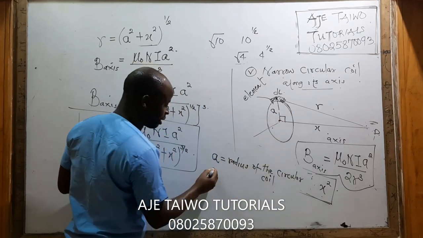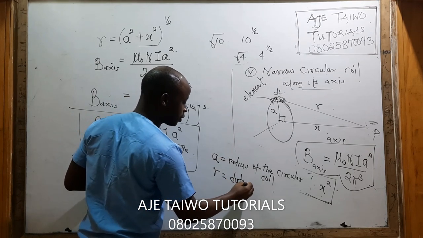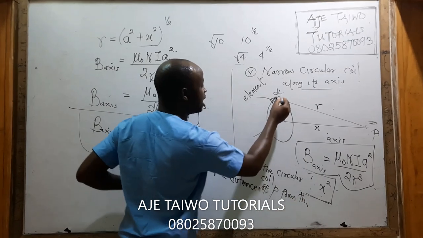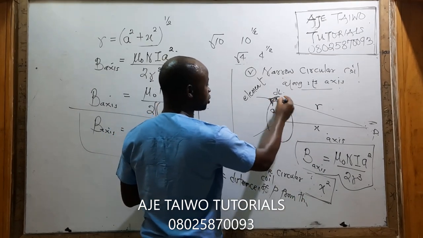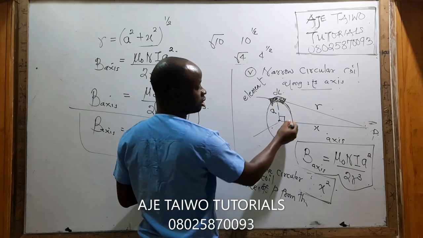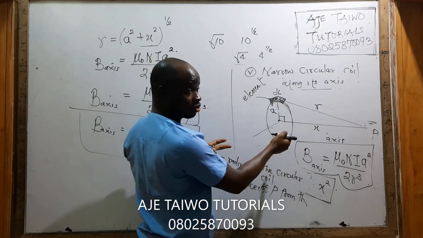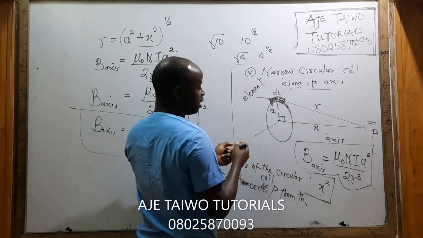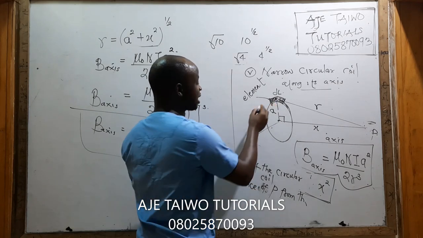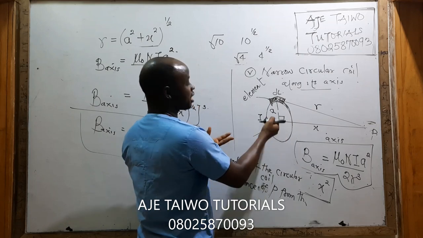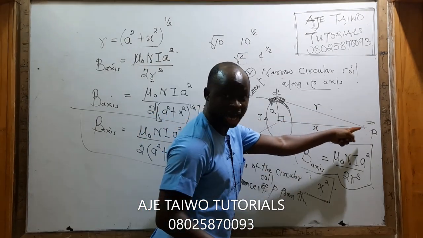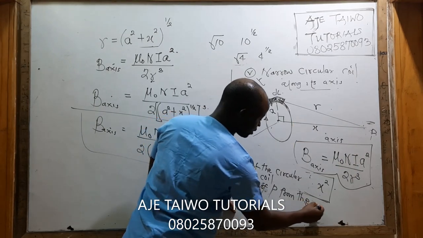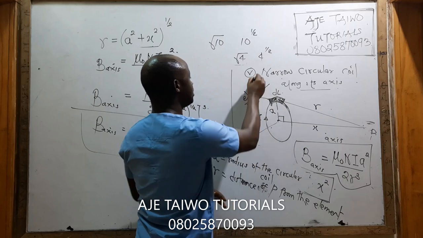Okay, what does R stand for? R means distance of P from the element. This is the element here. We consider an element, a small portion of this body, not the whole body. The length of this whole thing is the circumference of the circle, and that's 2 pi a. That will be used in the proof. Current I is flowing in this coil, and it's creating a magnetic field at the center and along the axis of the coil. So R is the distance of P from the element.